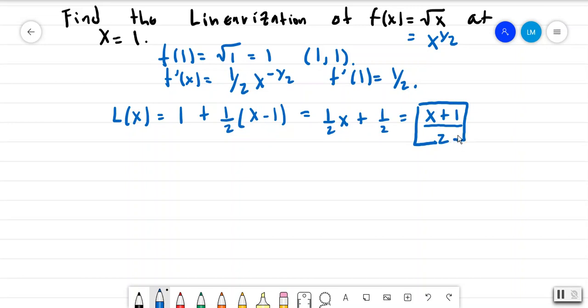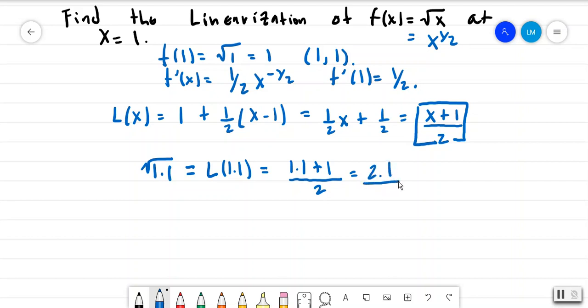Now, that means that we can estimate anything that we want. So for instance, if I wanted to estimate the square root of 1.1, accordingly this would be equal to L of 1.1, which is equal to (1.1 plus 1) divided by 2. So this is going to be 2.1 divided by 2. And once we do this, this is equal to 1.05.